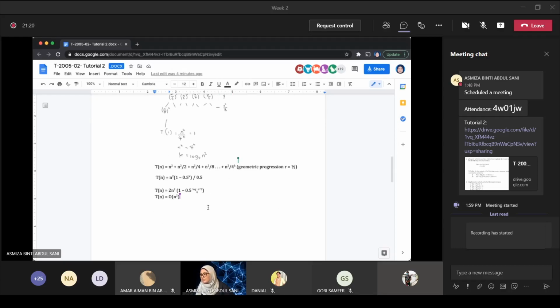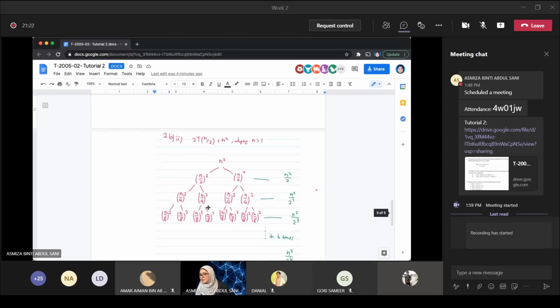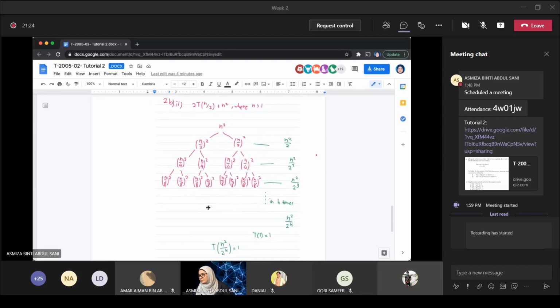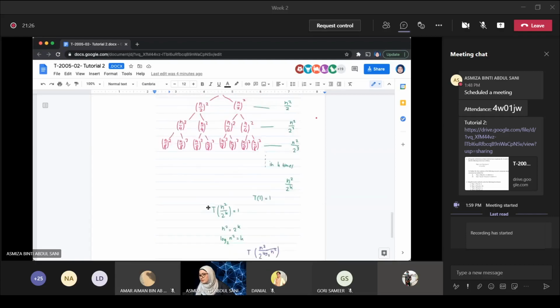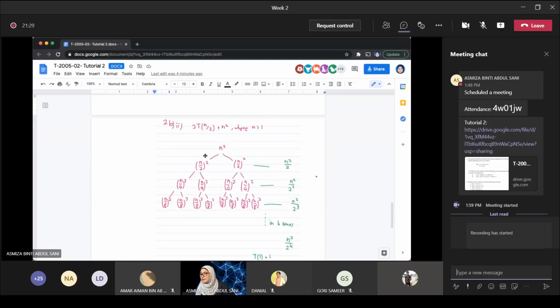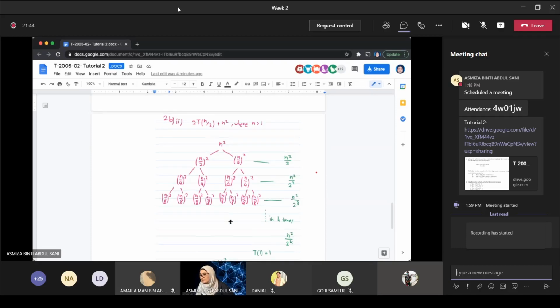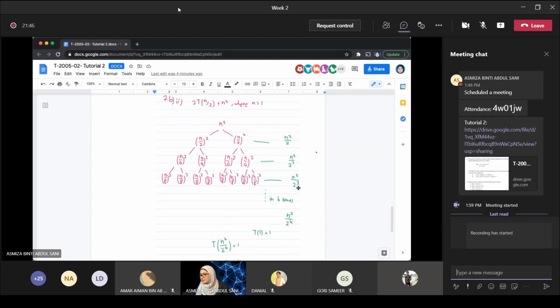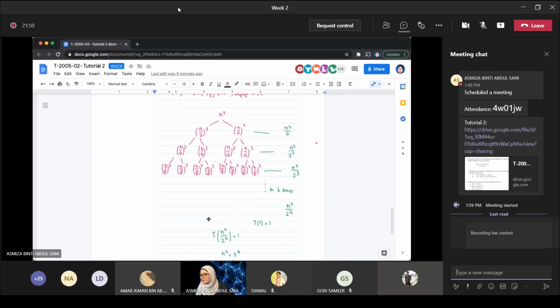Okay, so maybe we look at the second answer here. Whereby we have n squared. So n squared, yeah, this is what I mean. Normally I prefer to put it this way so that I can see that there's a geometric progression later on that I can apply.